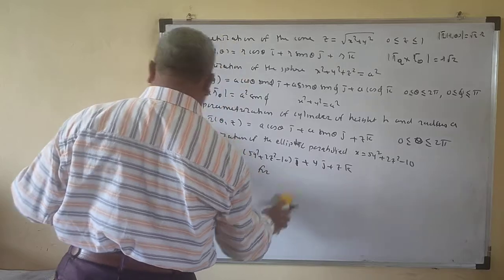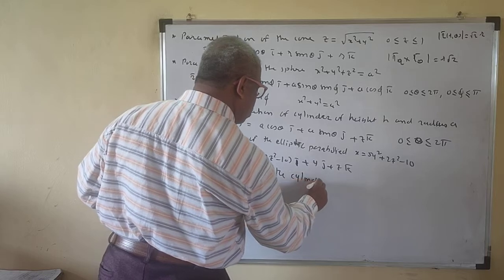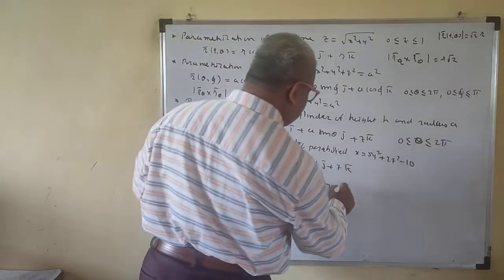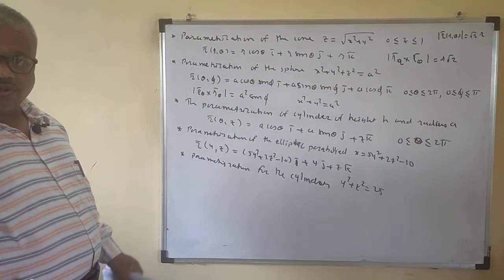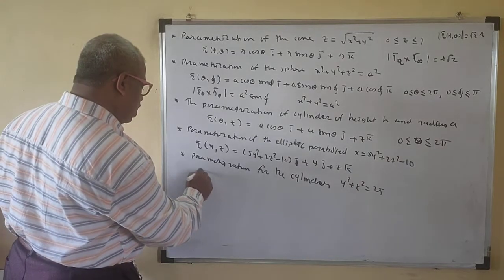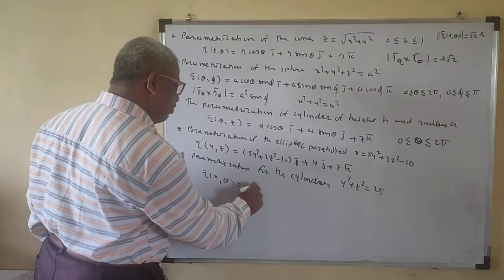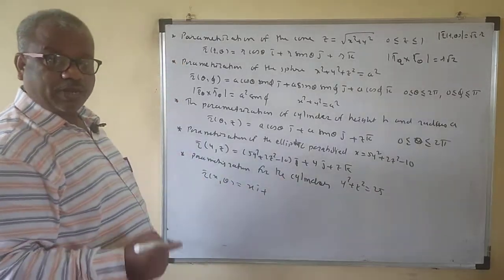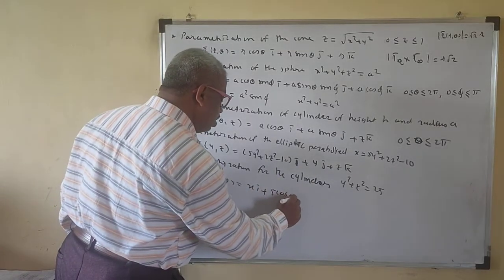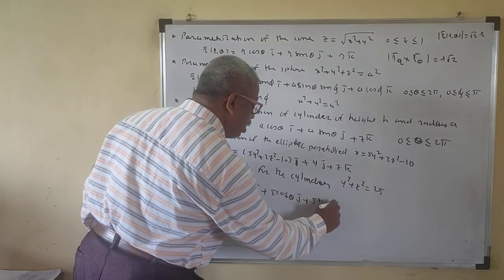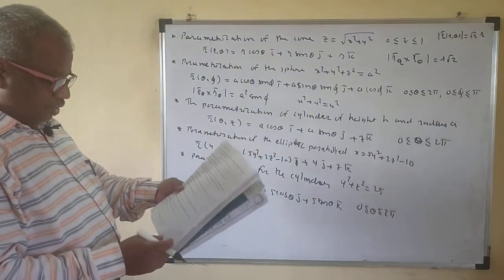Parametric equation for the cylinder y squared plus z squared is equal to 25. That means there is no x, so x is free. So r bar of x, theta will be x i bar plus, since y squared plus z squared is equal to 5 squared, that means it is a circle and the radius is 5. So this is 5 cos theta j bar plus 5 sin theta k bar, 0 less than theta less than 2 pi. This is very important.